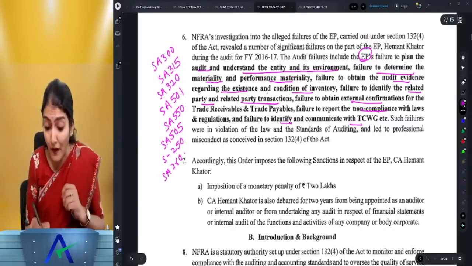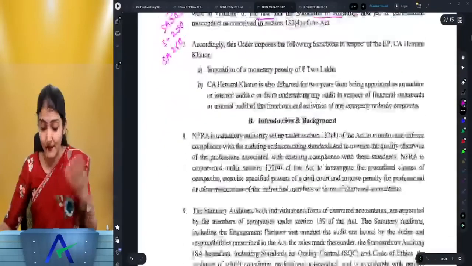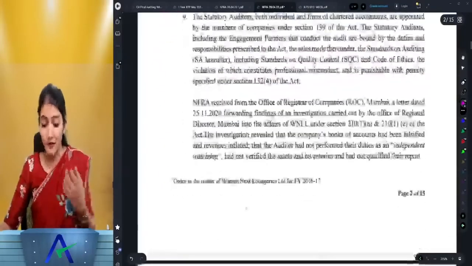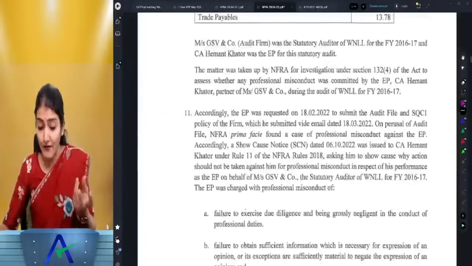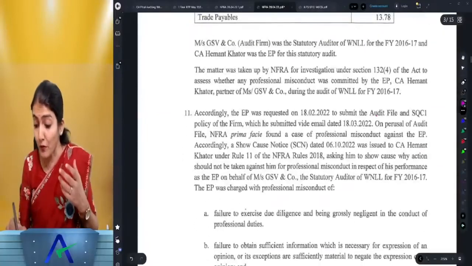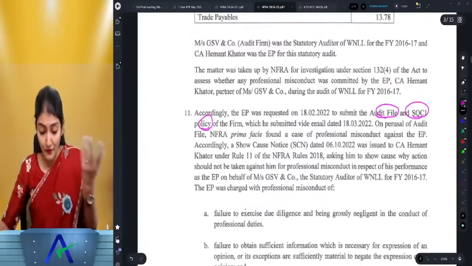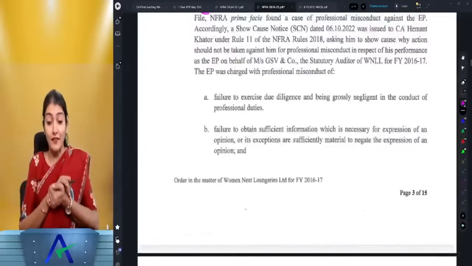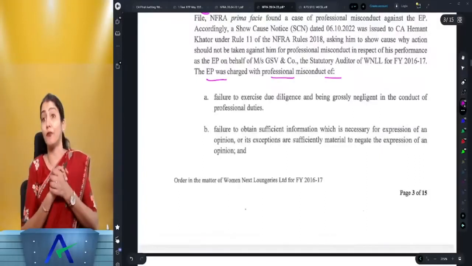Such failures were in violation of the law and the standards on auditing and led to professional misconduct. And then it says the statutory auditor of the company, the NFRA took action against the auditor. What does it say? The engagement partner was told to submit the audit file and the SQC 1 policy of the firm, which was submitted. But now look at this. The engagement partner was charged with professional misconduct.